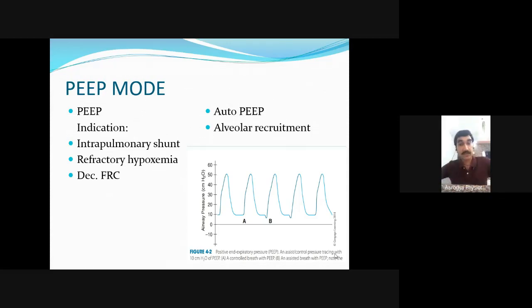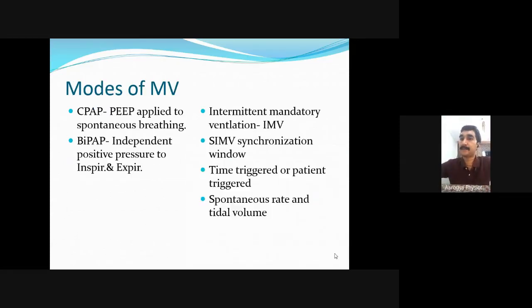One other complication of PEEP is increased intracranial pressure because the venous return reduces from the cerebral venous system and thus it causes venous congestion. So there is increase in ICP also with PEEP mode. Next, CPAP mode, it is adjacent to PEEP mode. When you apply the PEEP mode to a spontaneously breathing patient, it is a CPAP, continuous positive airway pressure.